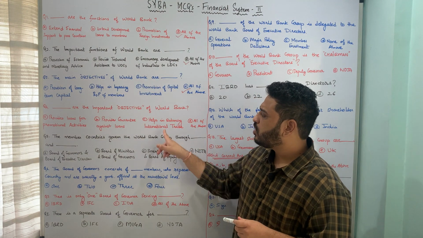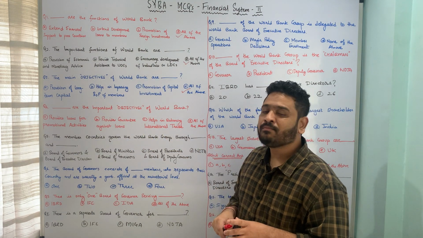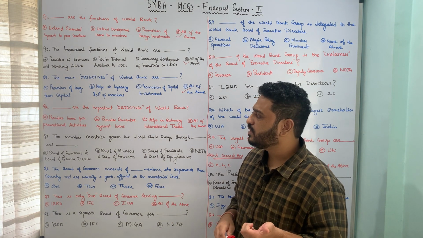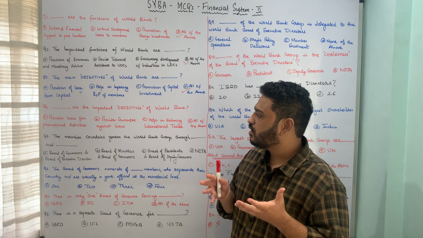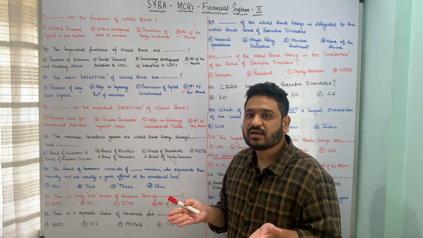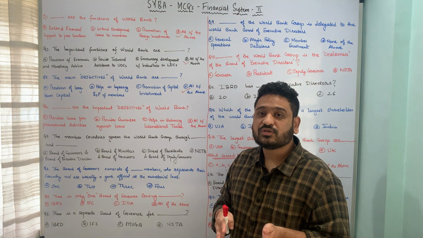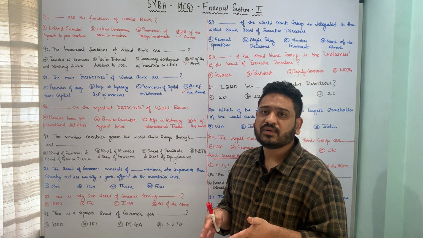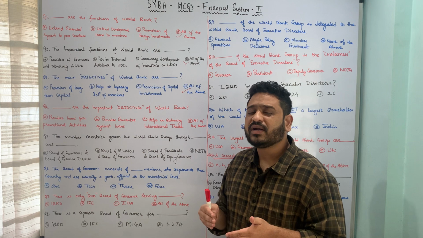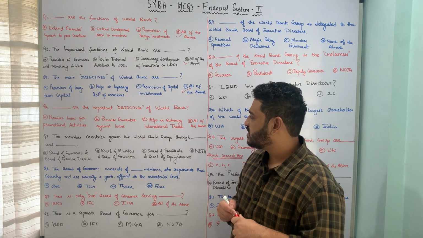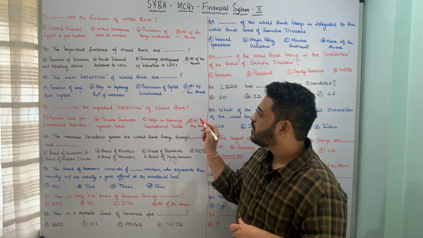So here again all these 3 points denote the important objectives of World Bank. That means it helps in maintaining the balance of international trade. Then it provides guarantee against loans for both small and large development projects. Then it also provides loans for promotional activities, and therefore option D, all of the above, is the correct answer to this particular question.